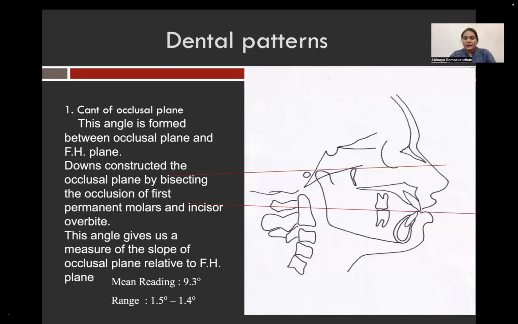Coming to the dental patterns, first we are going to assess the cant of occlusal plane. So this angle is formed between the occlusal plane, which is constructed by bisecting the occlusion of first permanent molars and incisors, and the FH plane. So this is going to tell us whether there's a cant of the occlusal planes. So this angle gives us a measure of the slope relative to the FH plane. The mean reading is 9.3 degrees and the range is 1.5 degrees to 1.4 degrees.